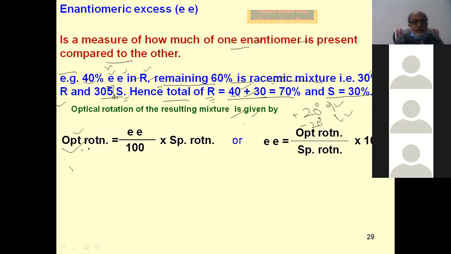Optical rotation will be given by this. It will be enantiomeric excess divided by 100 into specific rotation. Or enantiomeric excess, anything we can have. Optical rotation is that of the resulting mixture. So optical rotation is equal to EE by 100 into specific rotation. And enantiomeric excess can be found out by optical rotation by specific rotation into 100.